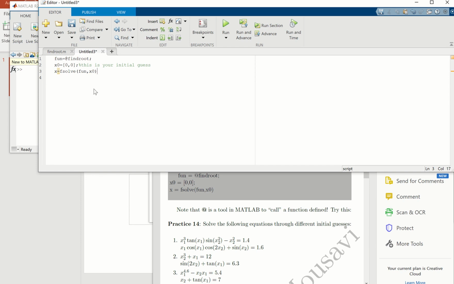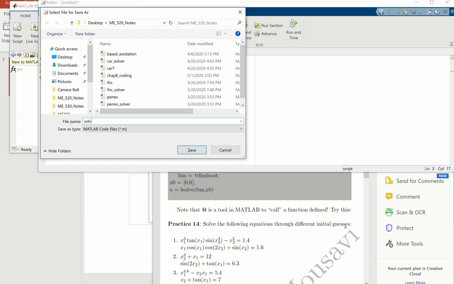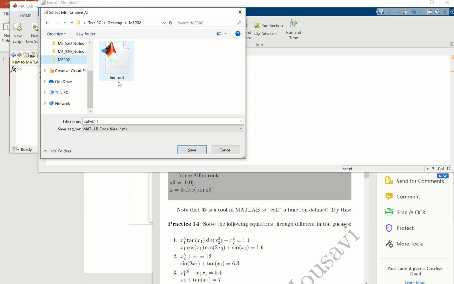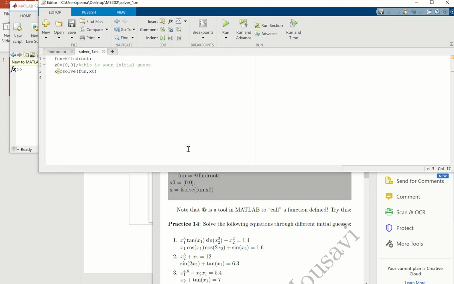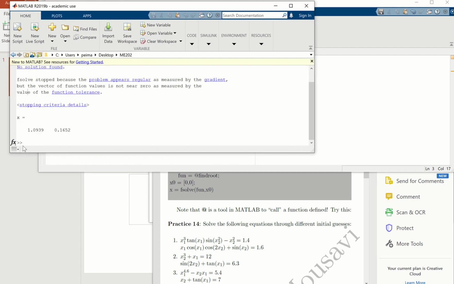Understand? So now I have to save this. I'm going to say solver number 1, but it must be in the same folder, guys. The M file containing your equation must be in the same folder as find root. So now if I press F5 on your keyboard or this run button here and change folder, yes, it tried to solve. You see that it solved the problem. Your x1 is this value, x2 is this value, by having the initial guess around 0 and 0. See that this nonlinear equation has this solution. This is your x1, guys, and this is your x2 for such a complex equation.